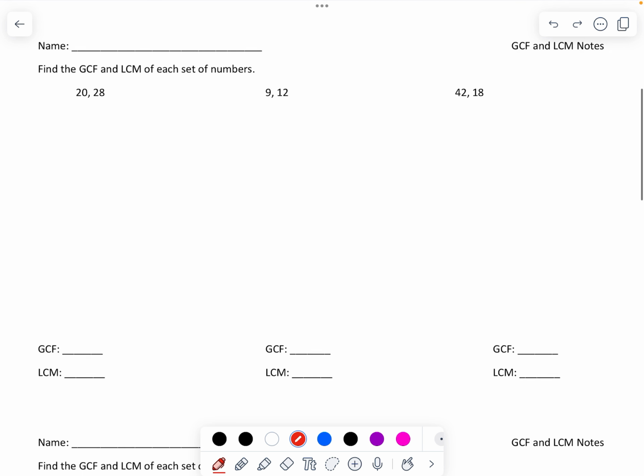Hello! Today we're going to review GCF and LCM, which is your greatest common factor and least common multiple. So we're just going to do these three problems to review, and then you'll do your worksheet after.